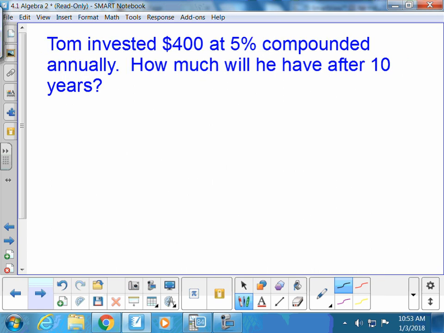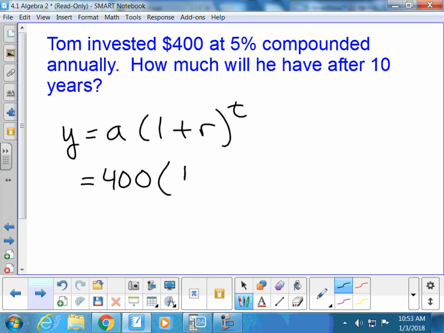All right, here's a money problem. Tom is investing $400 at 5% compounding annually. So we can use that annual interest rate formula we wrote down. Here's what it looks like. What would go in for A? What would go in for R? And then what would go in for time? Go ahead and type that in. Yep. 651.56.